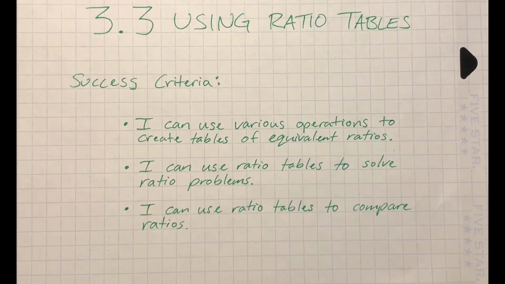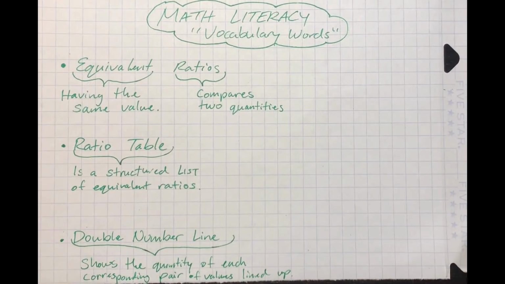Okay, so for 3.3, using ratio tables, our success criteria is that we're going to be able to use various operations to create tables of equivalent ratios. We're also going to be using ratio tables to solve ratio problems, and to compare other ratios. All right, so for our mathematical literacy, what I mean by that is our vocabulary words. We have equivalent ratios, ratio table, double number lines.